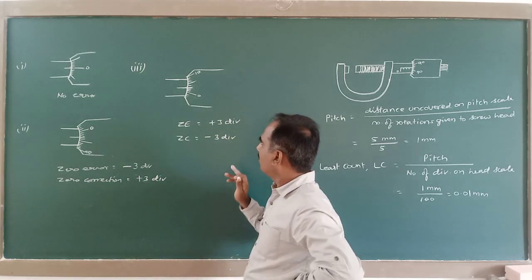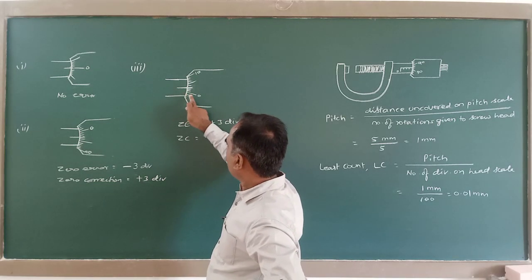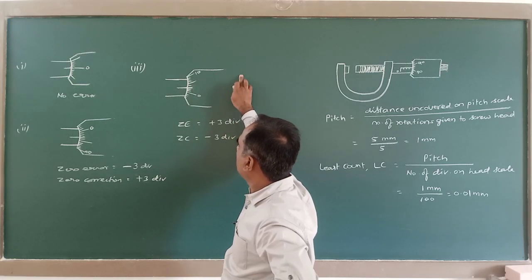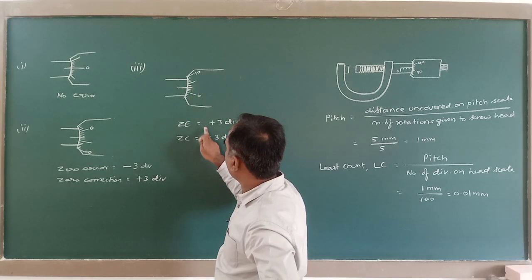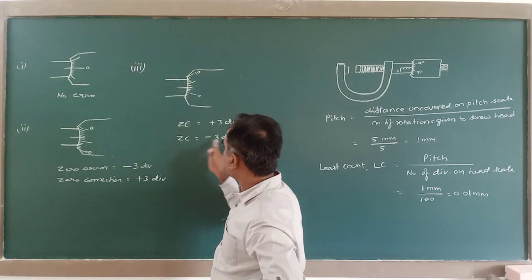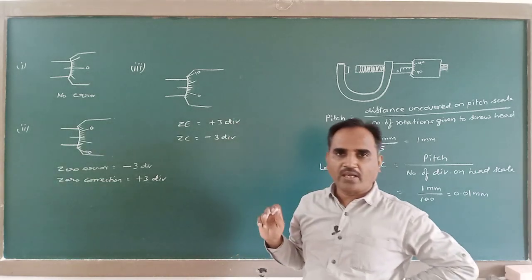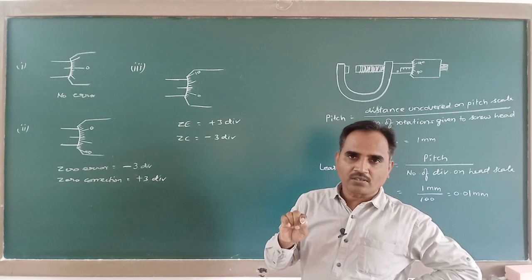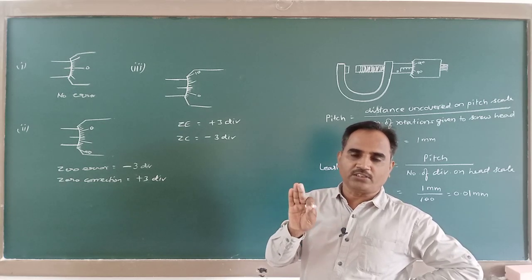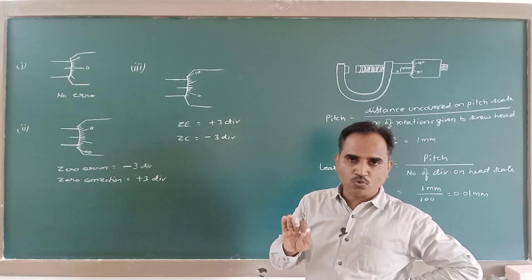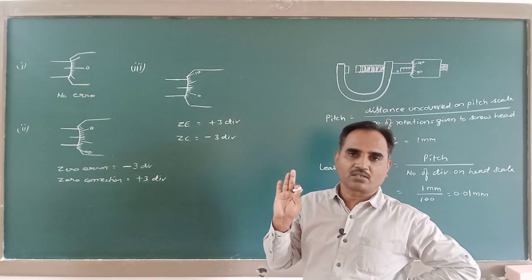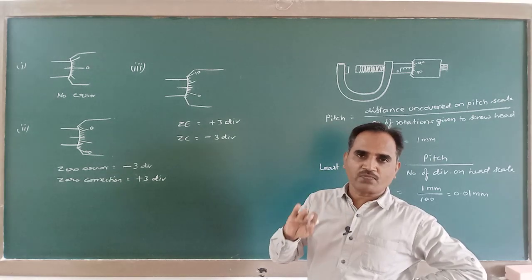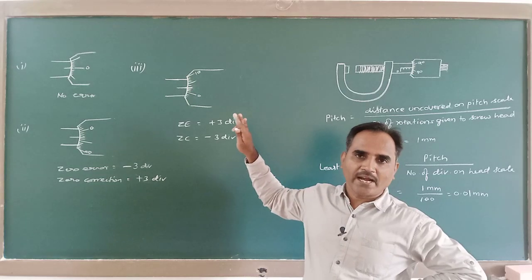In a similar way, when the pitch line is coinciding to a division more than 0, the error is positive. So it is coinciding to third division, so error is plus 3. Corresponding correction is minus 3 division. So in this way, you have to identify the error. For a given screw gauge, this error is constant, it won't change. So before using this screw gauge for any measurement, you have to identify this error.